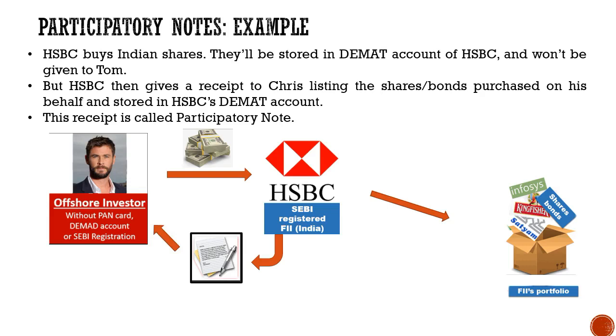So when an offshore investor wants to invest in India, okay, but does not want to open or make a PAN card or a demat account, or does not want to register under SEBI, he catches a middleman, that is the FII, who is already registered in India. They buy shares on behalf of the investor and they issue a receipt. That receipt is nothing but the P note or the participatory note.